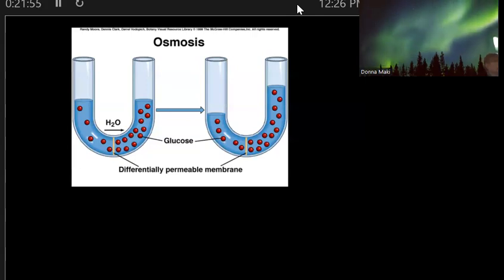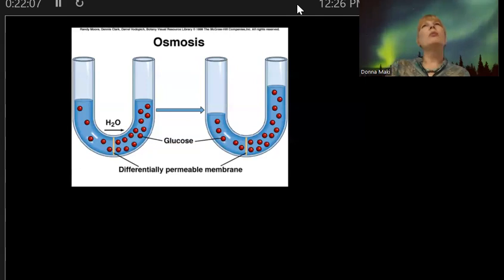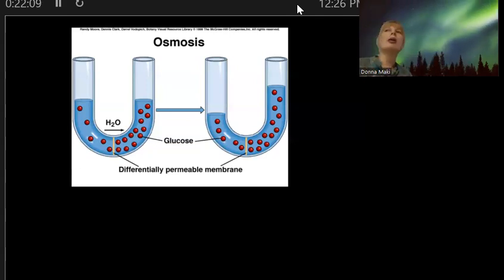Have I convinced you of that? So is it a linear relationship between pressure and concentration in terms of osmosis? You can think of it that way. That's an okay way to think about it, yeah.